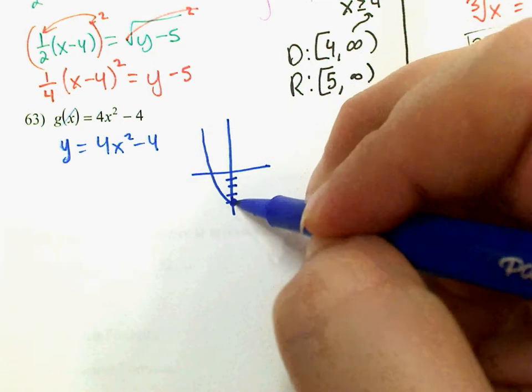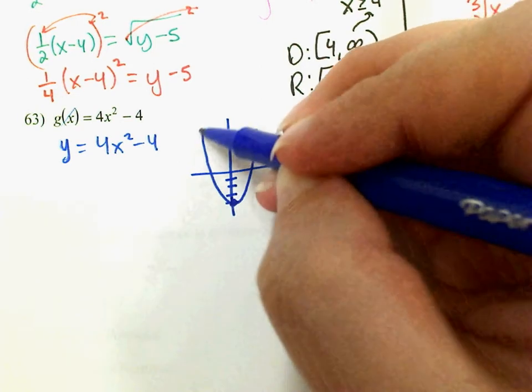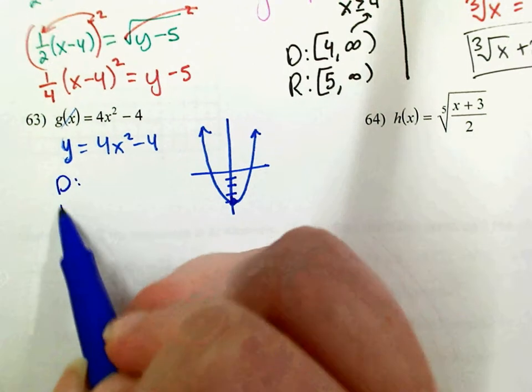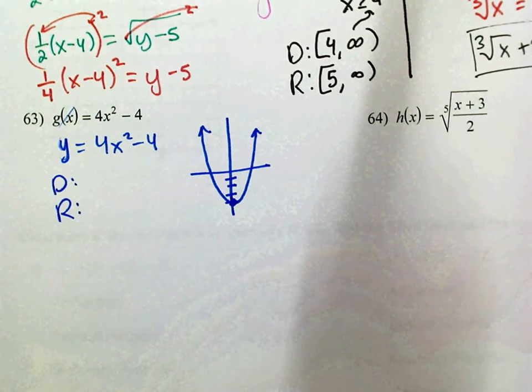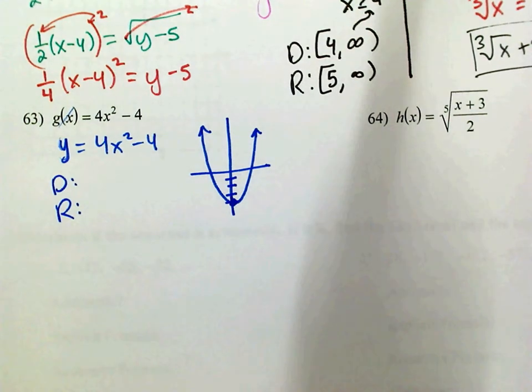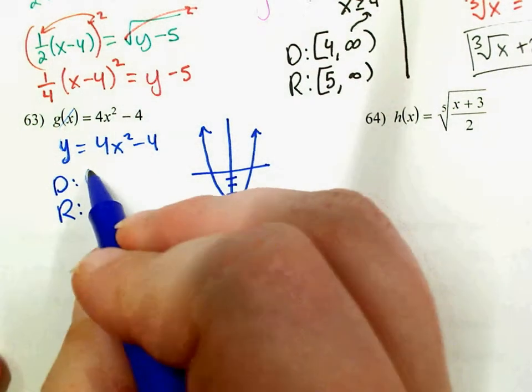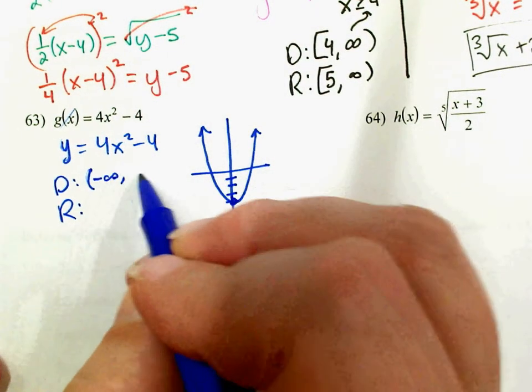Then I want to know my domain and range. So what is the domain of this parabola? Okay, that's okay. Negative infinity to positive infinity. We're going left to right, or all real numbers. And then range.